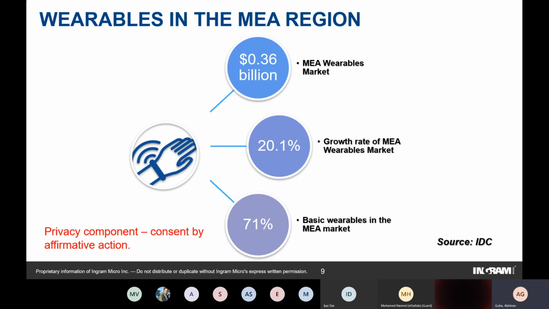A few more stats. Wearable tech in the MEA region, estimated to be a roughly $0.3 billion industry.